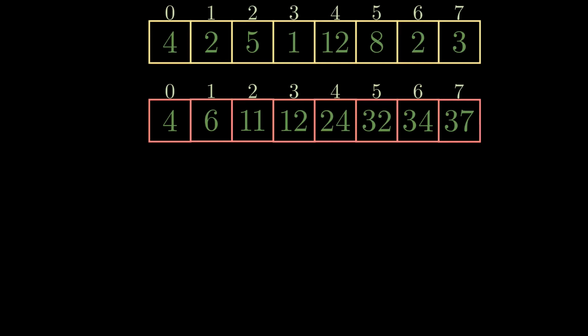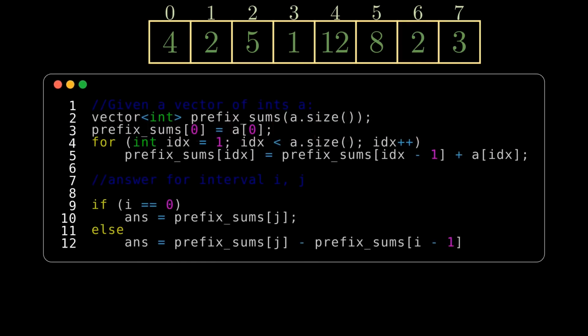So in code, it would look something like this. Suppose we are given an array A of ints, then we define an array of prefix sums that will have the same size as array A. Here, an aside: it is sometimes preferable to have a prefix sums array of size A plus 1. That way we will avoid dealing with out of bounds when we subtract 1 from I.